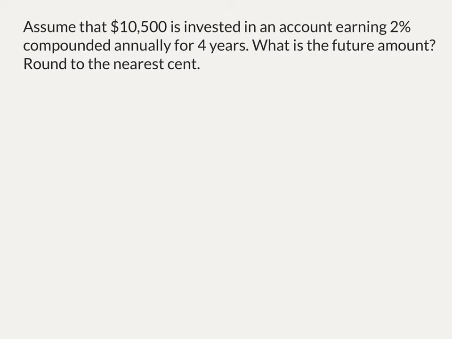Assume that $10,500 is invested in an account earning 2% compounded annually for 4 years. What is the future amount? Round to the nearest cent.